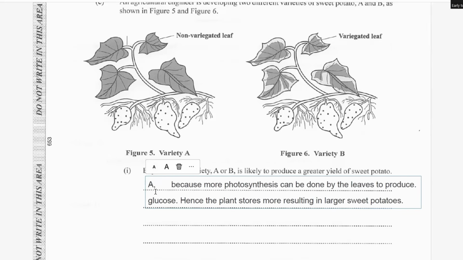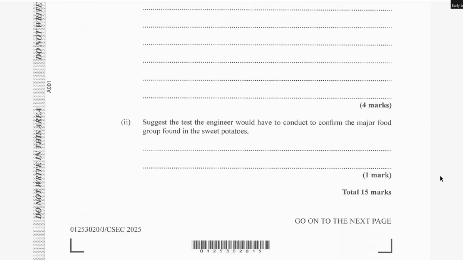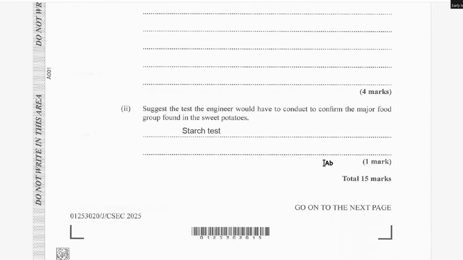And let me just make sure it is separated so that we know that A is chosen. The question continues: suggest the test the engineer would have to conduct to confirm the major food group found in the sweet potatoes. Well, I already mentioned starch, so you know it is a starch test that the engineer would perform. 15 more marks as we end question 4.